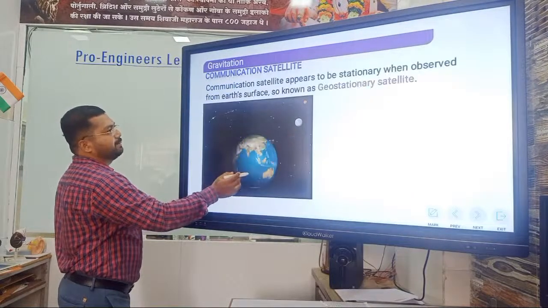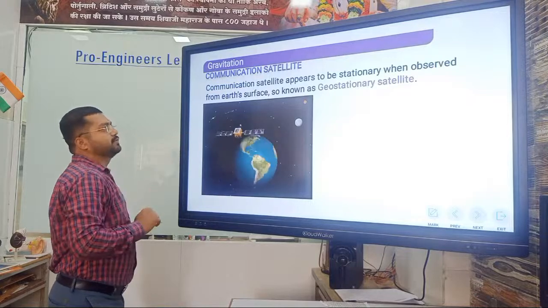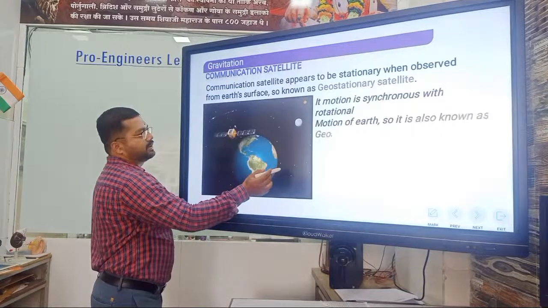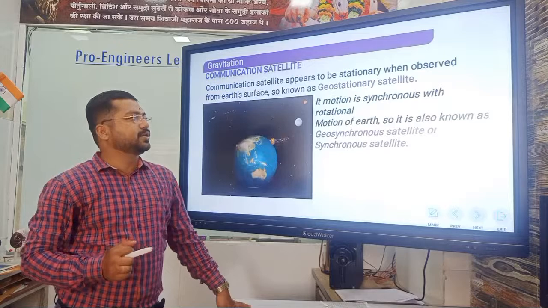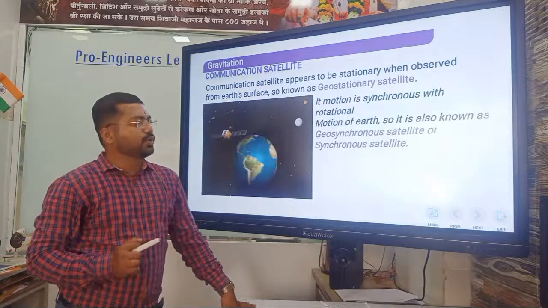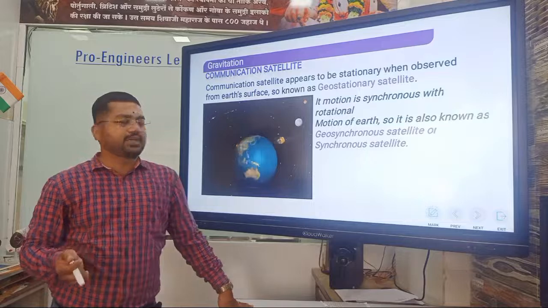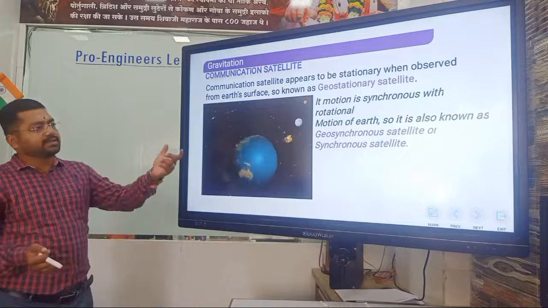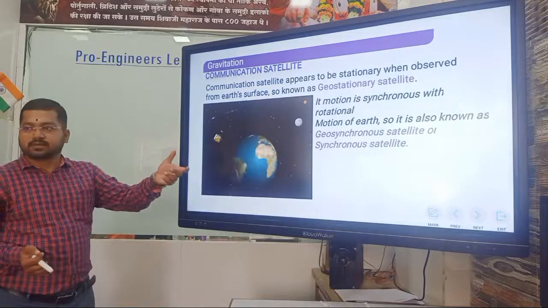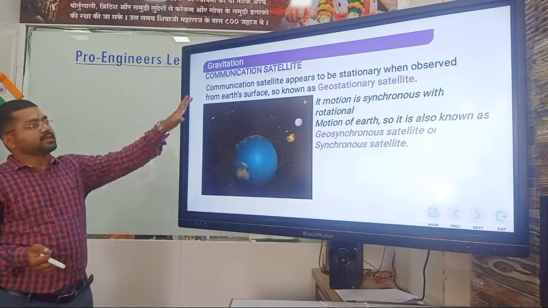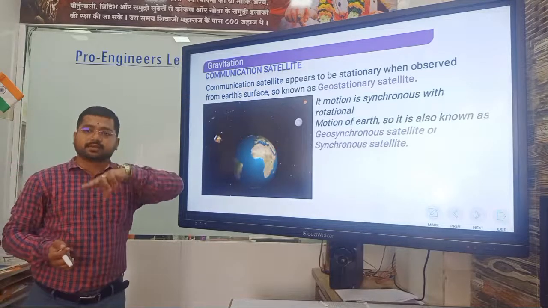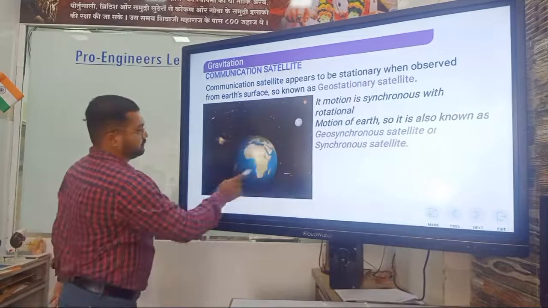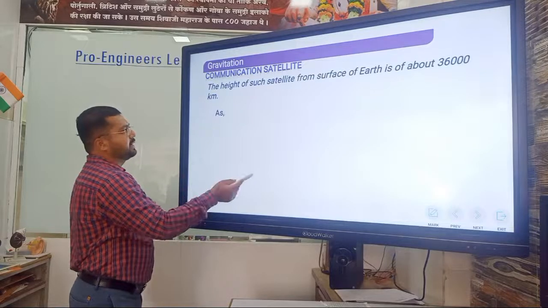A communication satellite appears to be stationary when observed from Earth's surface and is known as a geostationary satellite. Its motion is synchronous with the rotational motion of Earth, so it is also known as a geosynchronous satellite or synchronous satellite. Right? It may be asked in the examination in options: one which is revolving along with the same time and same orbit, same rotation and same period.